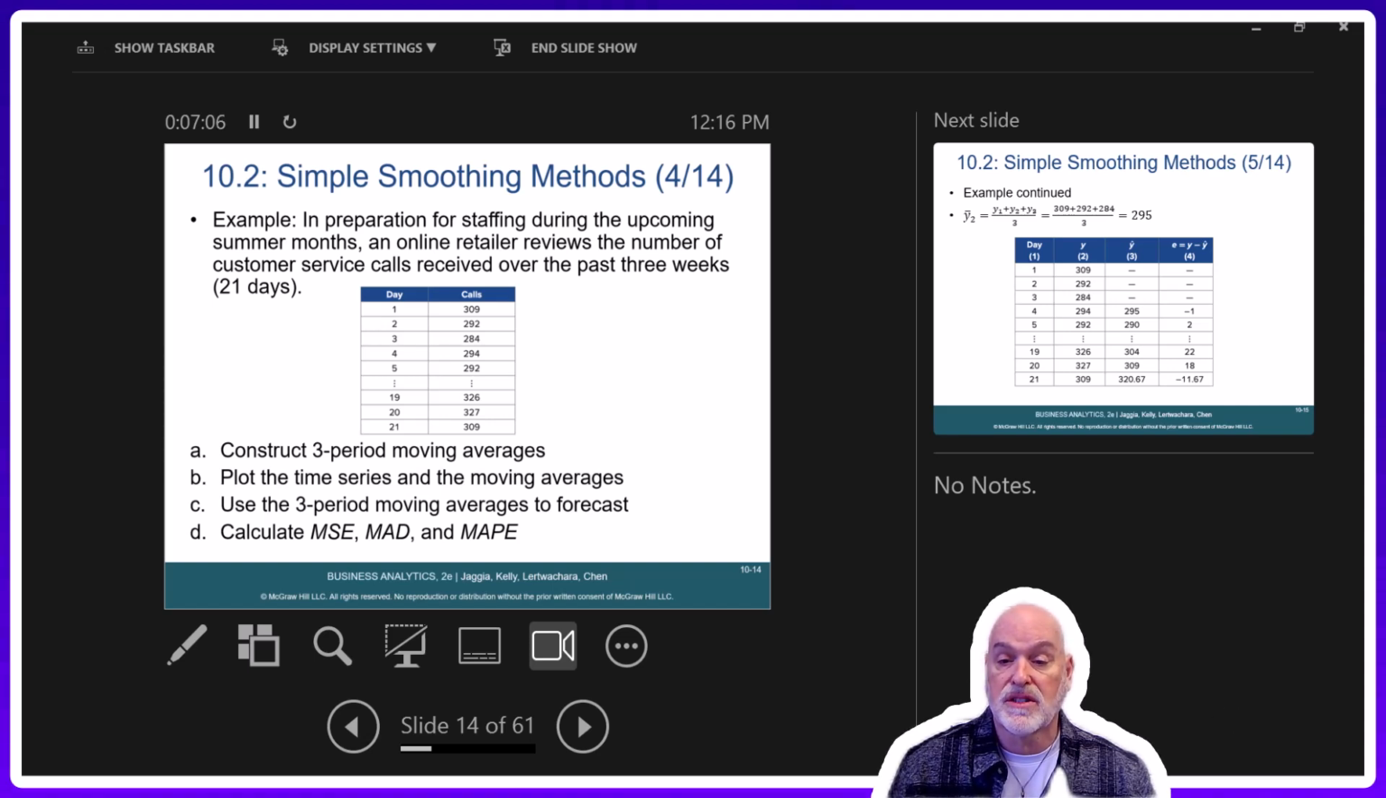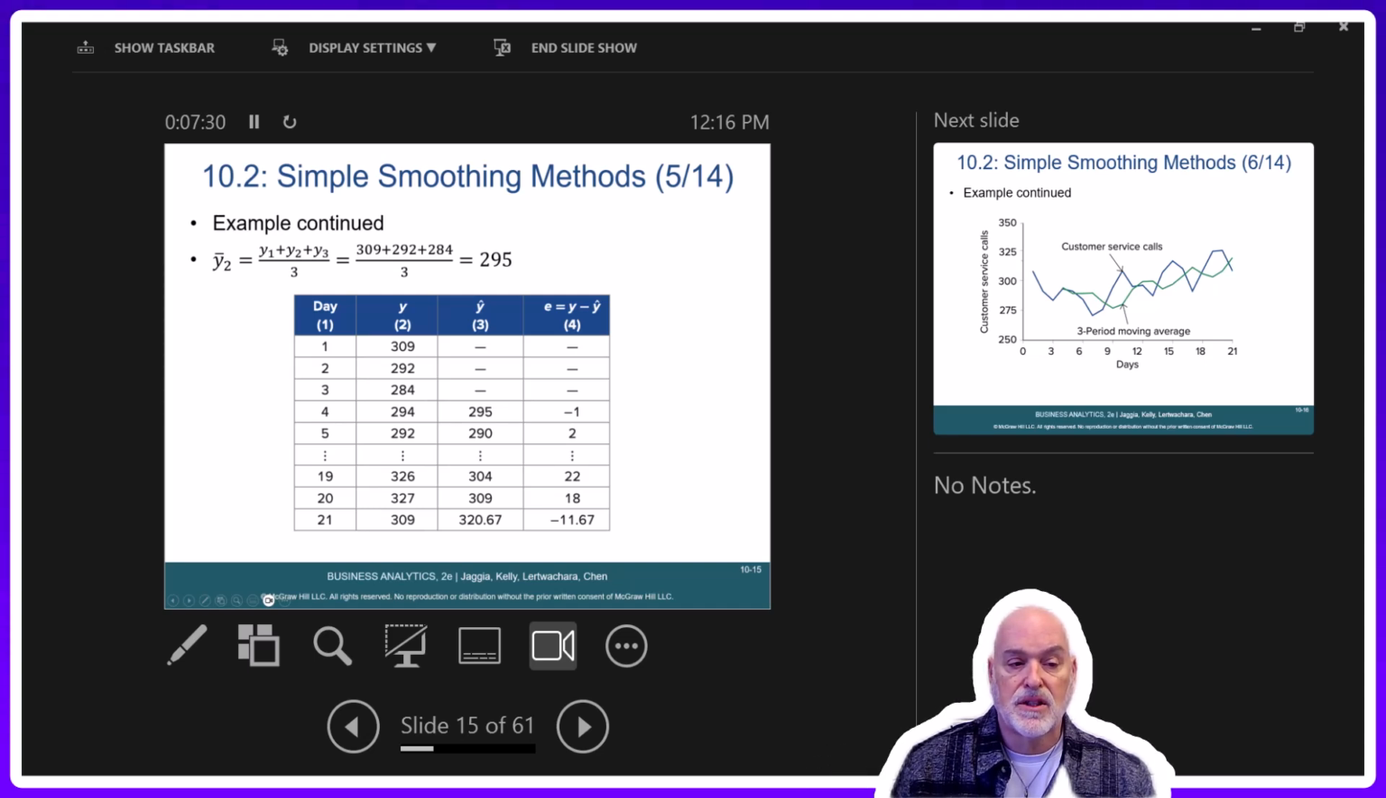Example. In preparation for staffing during the upcoming summer months, an online retailer reviews the number of customer service calls received over the past 3 weeks, or 21 days. And we can see from the chart we have the days here and then the number of calls. Construct 3-period moving averages, plot the time series and the moving averages, and use the 3-period moving average to forecast. Calculate MSE, MAD, and MAPE.